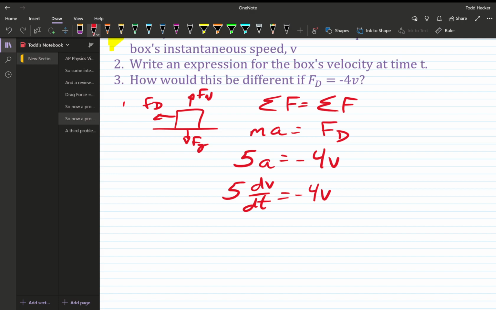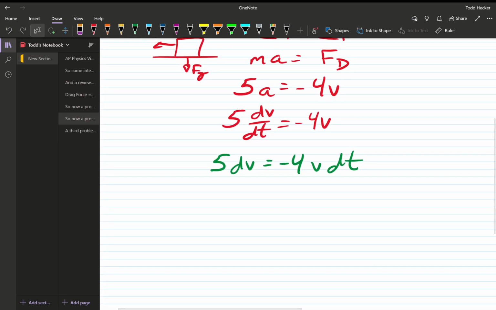Now, step 2: we have to solve this. To solve it, you always multiply both sides by dt. So I've got 5 dv equals -4v dt. Then you want to get all your constants on the dt side and all of your v's on the dv side. So I'm going to divide by 5 and divide by v, which gives me dv over v equals negative 4/5 dt.